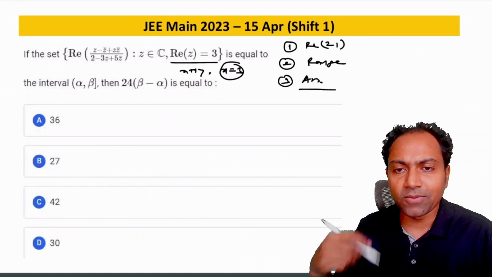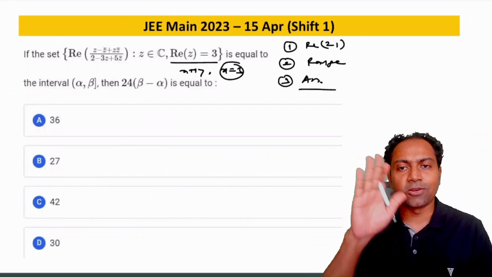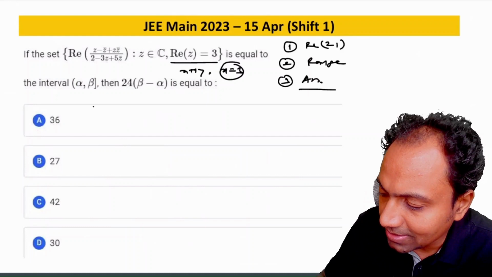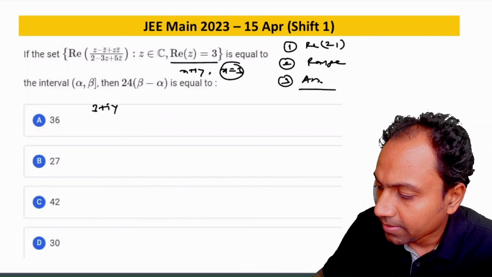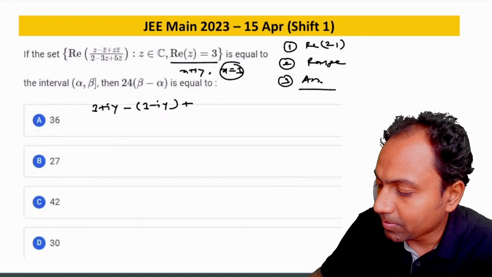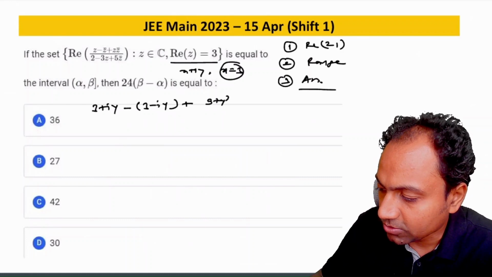Now this real part we have already figured out by expressing it into the standard form of a plus ib. So it's exactly that we are going to do. So if I put z as nothing but 3 plus iy, z bar will become 3 minus iy. Zz bar will become mod of z whole square, so 9 plus y square.